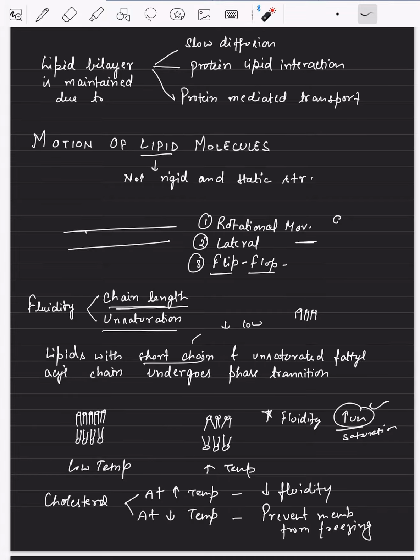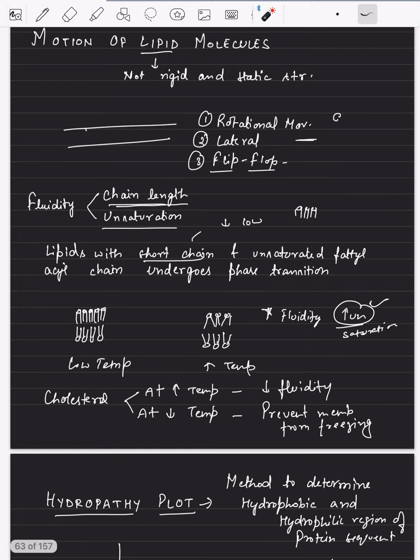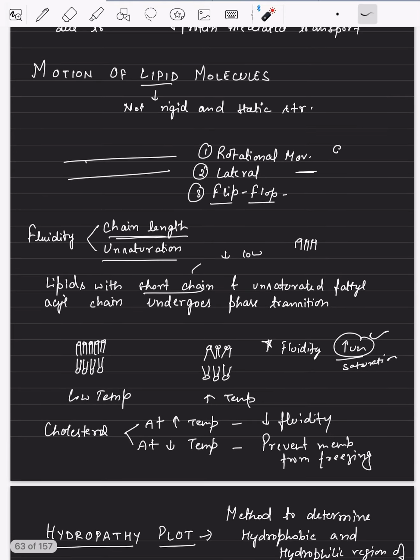Unsaturation will increase fluidity. Cholesterol, then at high temperature, decreases fluidity. At low temperature, cholesterol prevents the membrane from freezing.